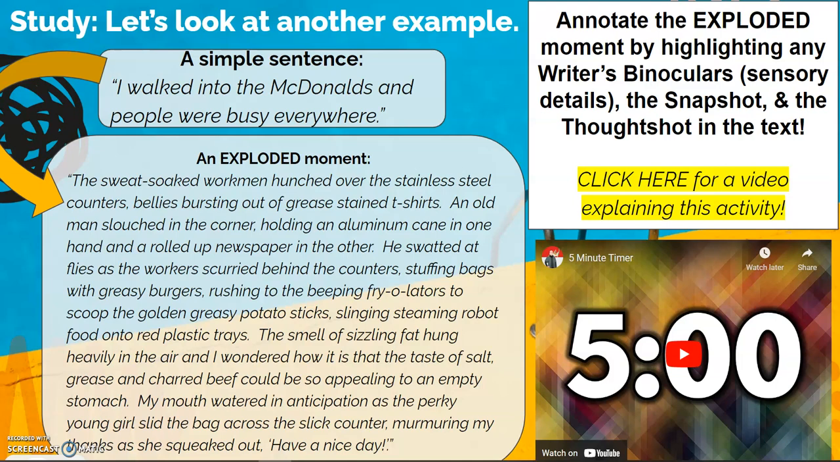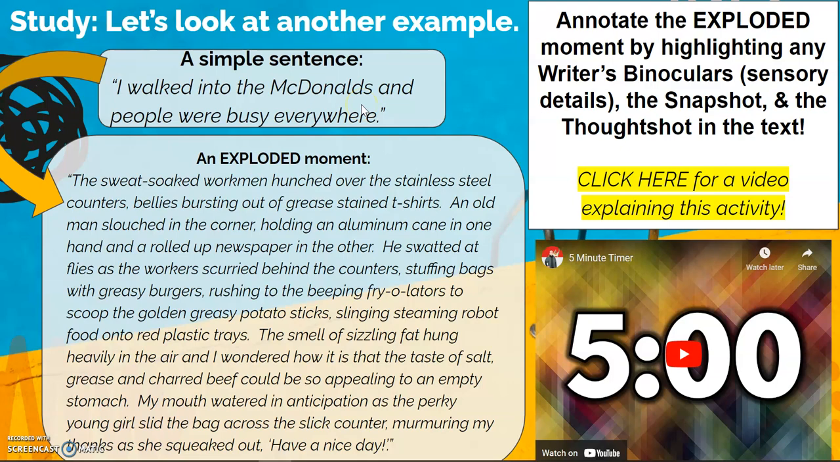And then a thought shot, which is something that should be showing something that was invisible, like their thoughts, their feelings, or their reactions to something. So what we're looking at here is a specific example, a simple sentence that shows up in a lot of student writing, with very basic stuff here. I walked into the McDonald's and people were busy everywhere.